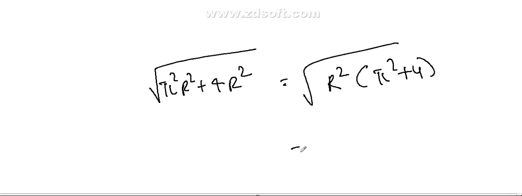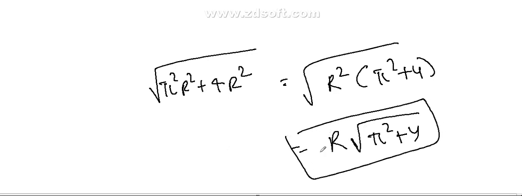So it will be r times the root of pi square plus 4. Is this the answer? Yes, sir. We don't have to write the actual value, I don't know the value of r. Just keep this as the answer. That's it. That is the distance. This is the displacement.